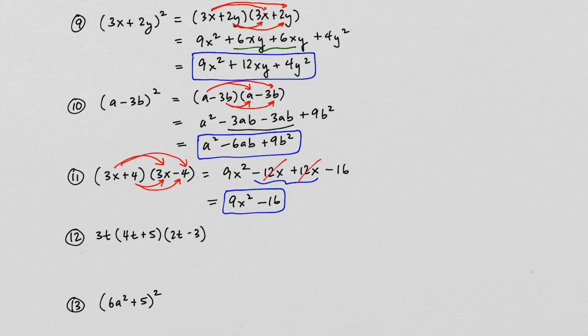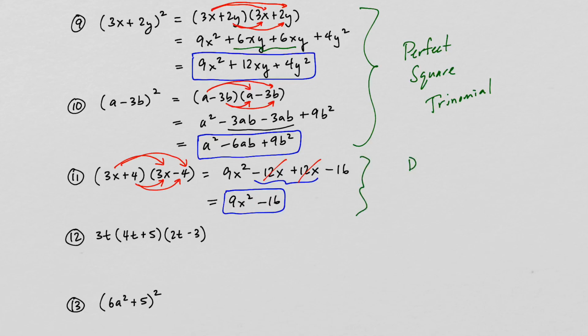Now, I said that these were special examples of factoring, so let me go ahead and give you some vocabulary here. In examples 9 and 10, we're looking at the perfect square trinomial situation. And that's because these trinomial answers that we got here came from a perfect square. We were squaring a binomial. And in number 11, our answer is the difference of two squares. And so this is called the difference of two squares multiplication.